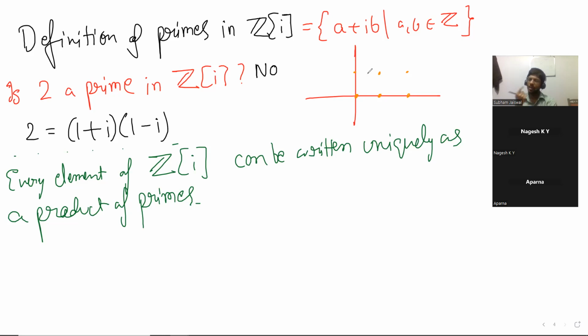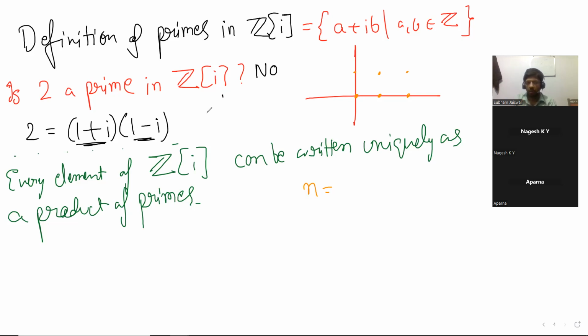Okay. So now you understand how we are defining primes, right? It will turn out it's not a good definition, but it will work in this case. Our definition of primes was written as a product of two numbers, and one of them has to be plus or minus 1. Now, with that definition, 2, which was a prime, is no more a prime. 2 becomes 1 plus i times 1 minus i, right? And 1 plus i and 1 minus i are not plus or minus 1. They are not invertible.